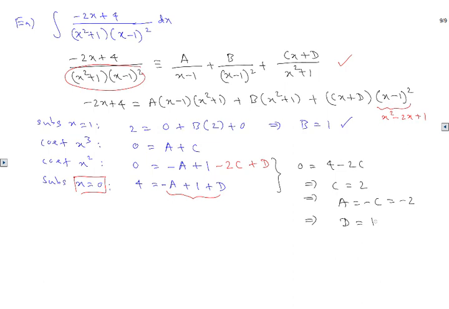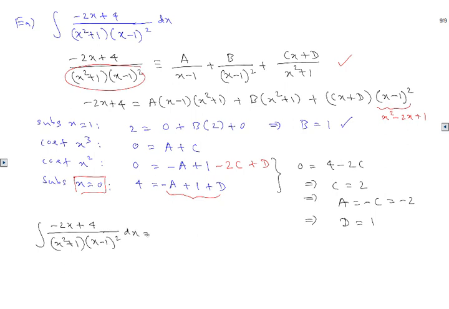So you can see that you have to use a hybrid technique to do this kind of problem. It might take some time to do this kind of problem. Okay, so now let's finish the rest of the problem. We're going to go back to the integral. So it is negative 2x plus 4 over x squared plus 1 times x minus 1 squared dx.